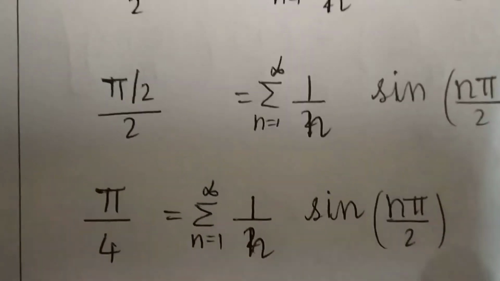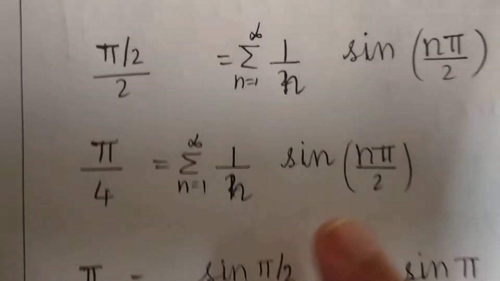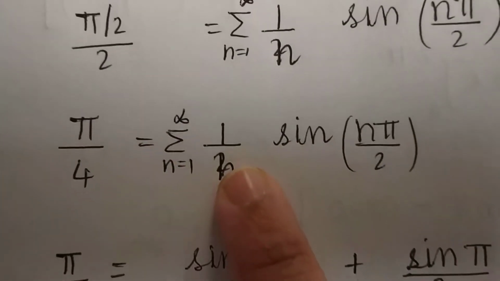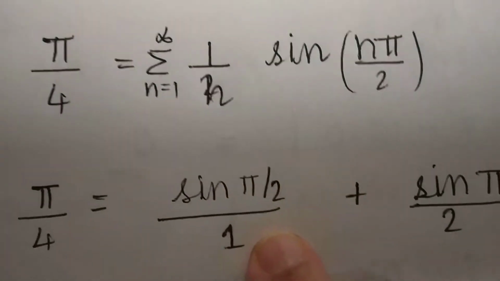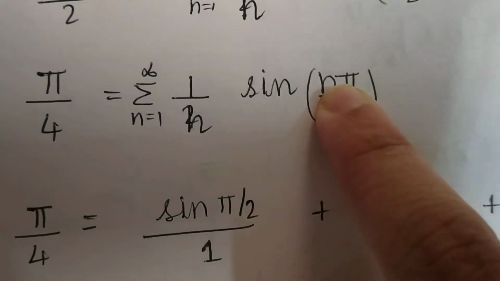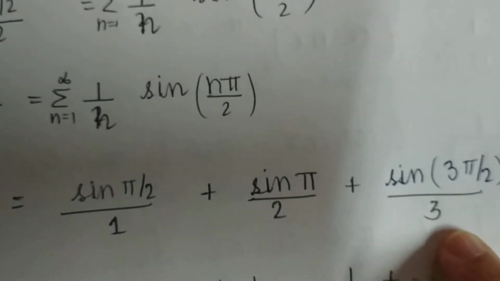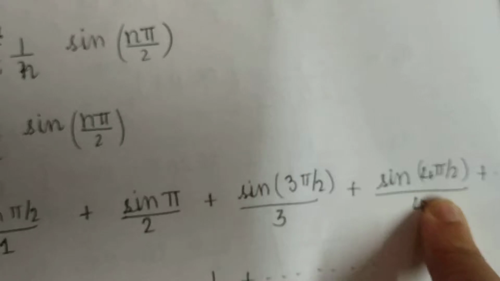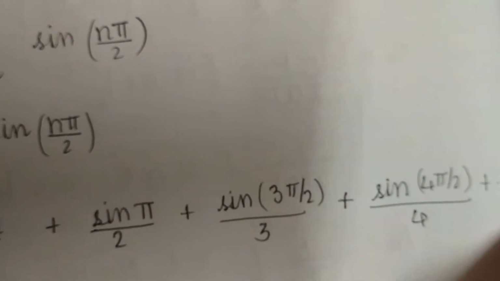Now for deducing the series which has been given in the question, let us substitute the value of n as 1 first. Now if n is equal to 1, it will be 1 by 1 sine of pi by 2. Sine pi by 2 is 1. Plus when n is equal to 2, it will be 1 by 2 sine 2 pi by 2, that is sine pi. And if n is 3, it will be sine 3 pi by 2 divided by 3. And if it's 4, it will be sine 4 pi by 2 by 4 and so on.